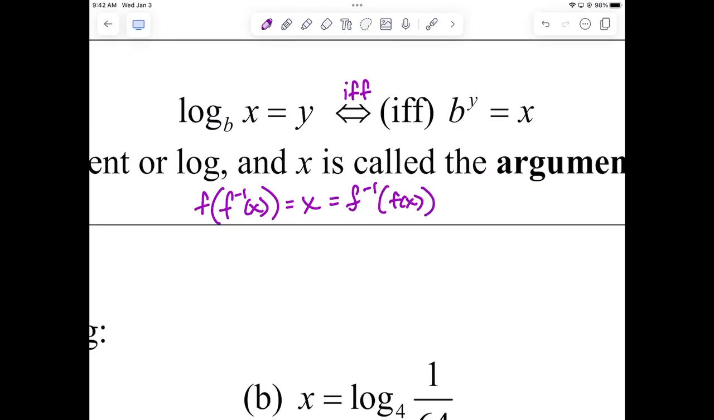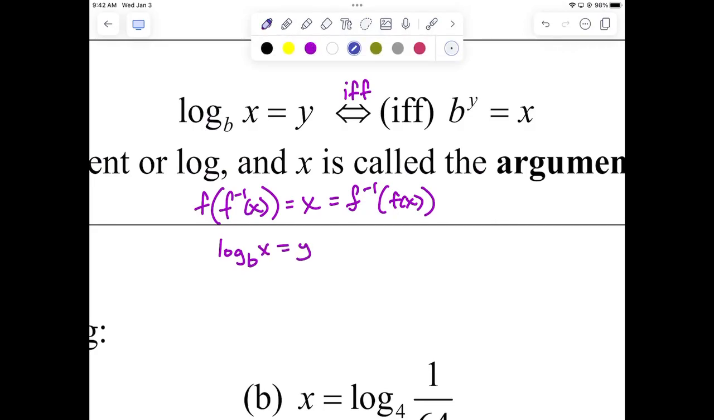So remember, this is the only time composition is commutative, when you're composing two inverses back to back. So here's what we could do. If we start with log base b of x equaling y, here's what we can do.